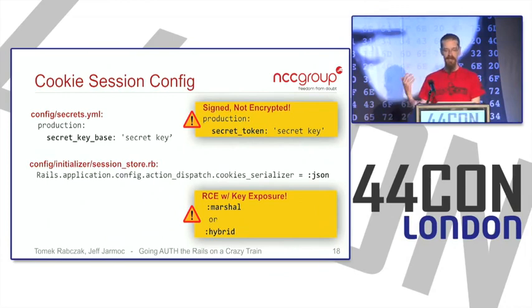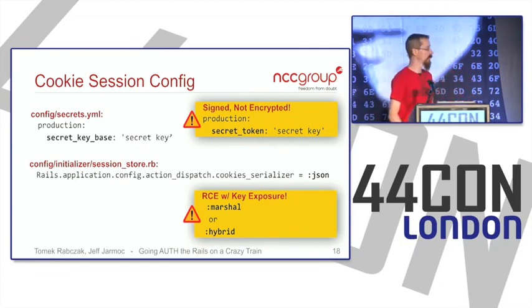I do see in a lot of cases where people will enable hybrid and deploy to production and then just leave it there in hybrid. So if you're black box testing the app, you might only see JSON serialized cookies. But if you actually craft and present a Marshall serialized cookie, it's honored. So you still have the remote code execution possibilities there with hybrid cookies. That's definitely something to watch out for.